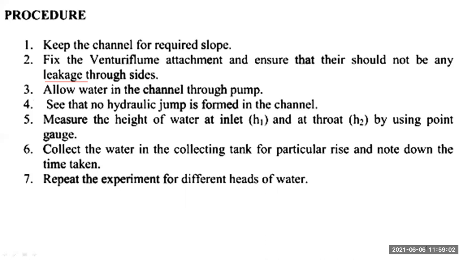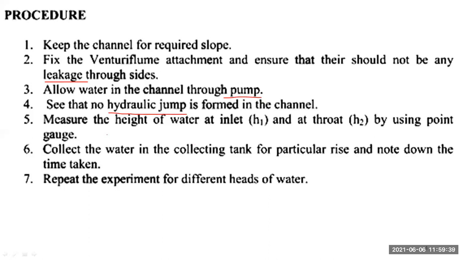After noting down the values, one more point you have to keep in mind is that there should be no hydraulic jump. No hydraulic jump should be formed in the channel. There should be no obstruction. Once you switch on the pump, the water will flow through the channel, and while flowing, there should not be any obstruction for the flow. If any obstruction is present, then it will form a hydraulic jump. So you should make sure that there is no hydraulic jump formed on the channel once the water flows through it.